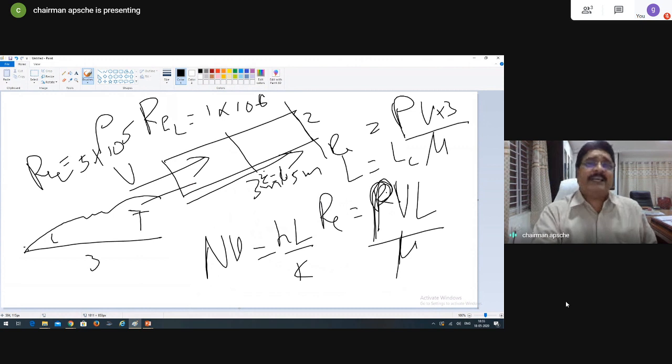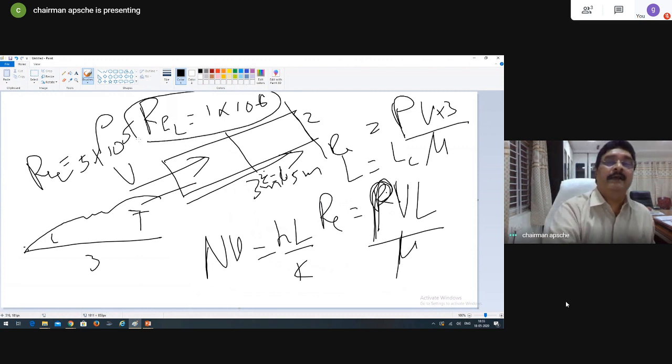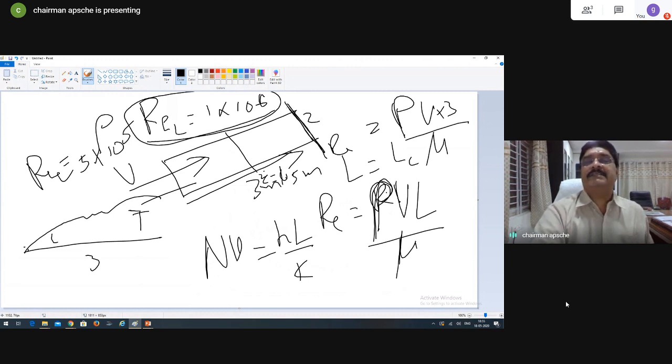Now, in this case, please listen. You have calculated the Reynolds number here. It was found to be 1 into 10 power 6. What is the critical value? 5 into 10 power 5. Is it greater than that? Yes, it is greater than that. So what is the nature of the fluid flow here? It is turbulent. Agreed.